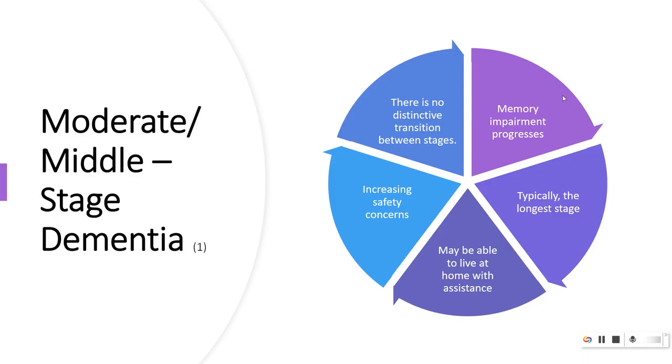So now we have the moderate to middle stage dementia, and it is important to know that as the disease progresses, there really is no distinctive transition between stages. Mostly there's a progression of difficulty that you'll start to see. There might be an increase in memory impairment as we move from the mild stage to the middle stage. The middle, or moderate, stage is typically the longest stage.